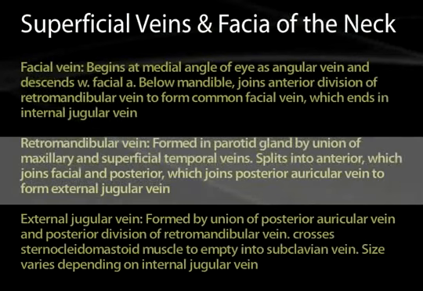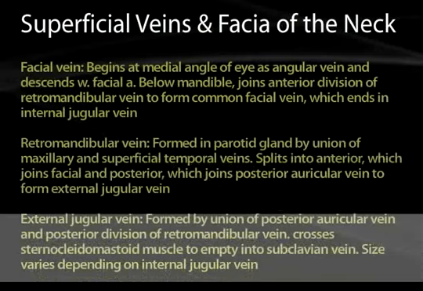The retromandibular vein is found within the substance of the parotid gland and will join with the superficial temporal and maxillary veins. Then it will split into a couple of segments which will join with either the facial or with the posterior auricular, and then they'll come and drain into the external jugular. The external jugular will be formed by the union of the posterior auricular veins and the retromandibular veins.